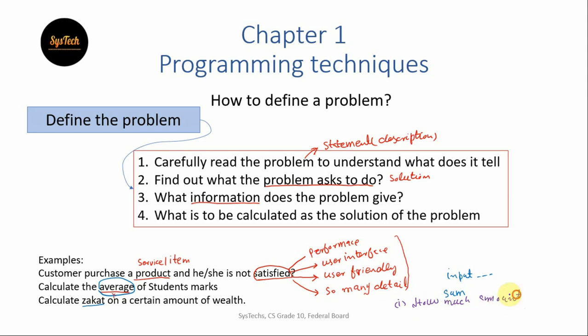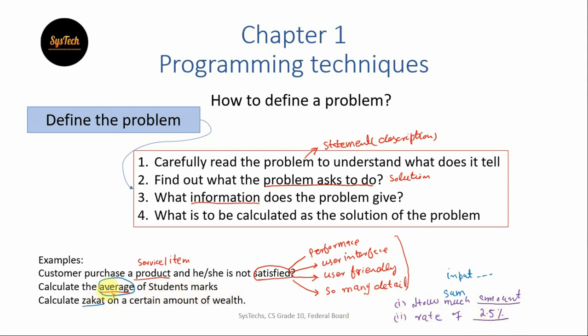And the second thing, we should know what is the rate of zakat. We know it is 2.5%. So simply we shall take the amount and then we shall calculate the zakat according to this formula.